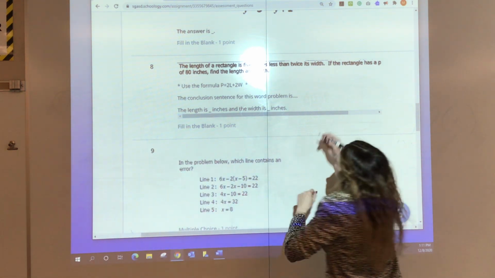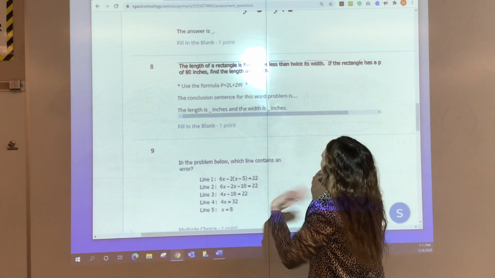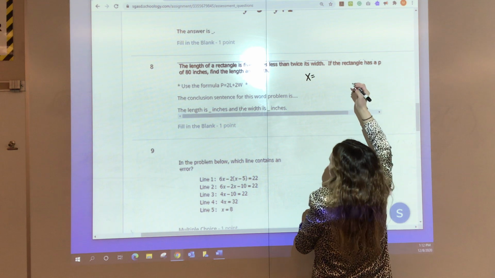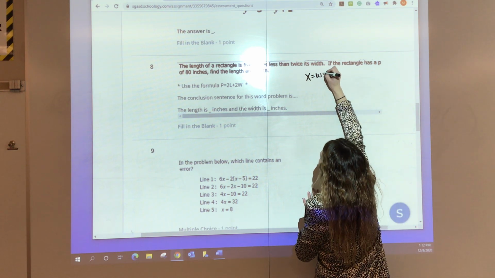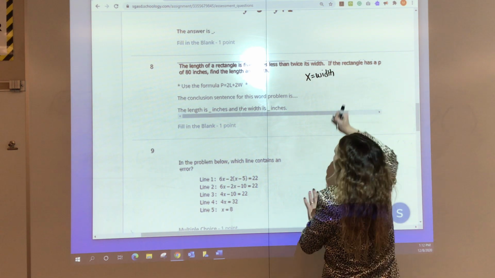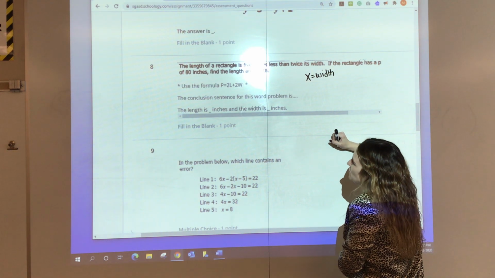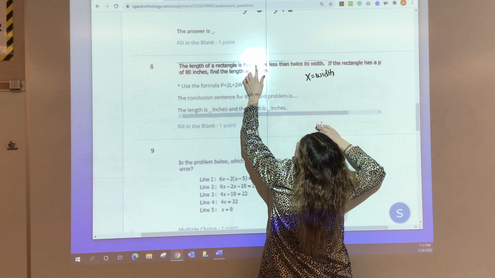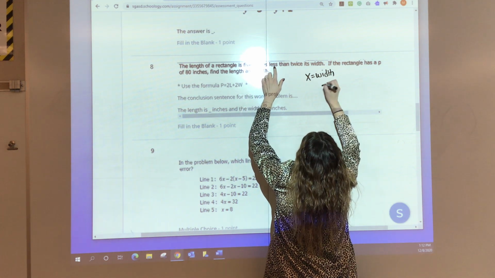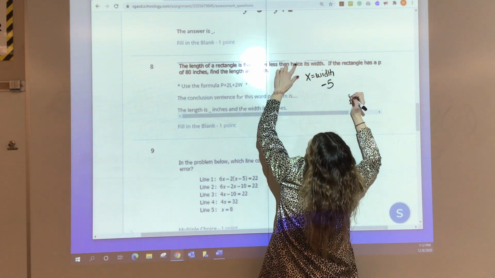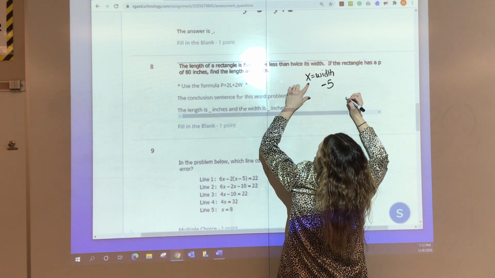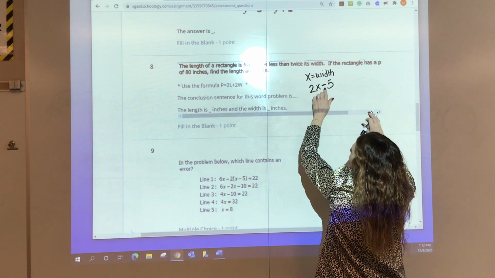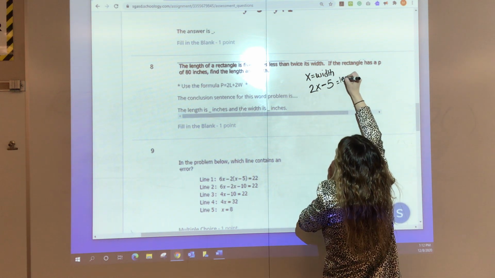First of all, they talk a lot about the length, but they really don't talk that much about the width. And when we don't know what something is in math, we represent it with a variable. So we're going to make x our width. Now let's decode that first sentence. The length of the rectangle is 5 inches less than... So I'm going to have to take 5 from something. Twice the width. In order to make that twice, I'm going to have to multiply x by 2. So there's twice the width minus 5, and that's going to represent our length.